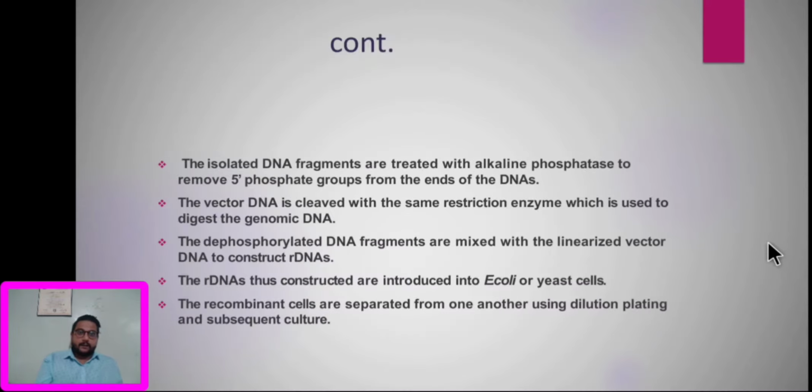Next, the isolated DNA fragments are treated with alkaline phosphatase to remove 5' phosphate groups from the ends of the DNA. These ends are removed to avoid errors. The vector DNA is cleaved with the same restriction enzyme which is used to digest the genomic DNA.